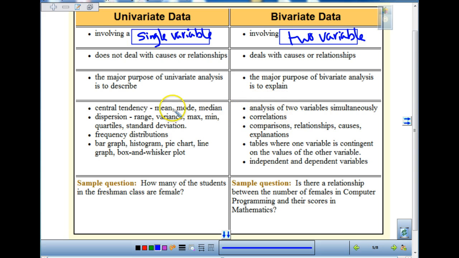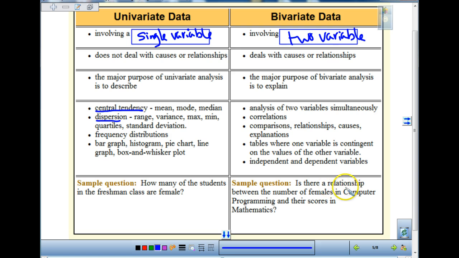No. When we are looking at univariate, this is what we put for our shoe size. We could find the mean, mode, median, the dispersion. So first there's central tendency. There's dispersion. What's the range? Variance, we didn't talk about. Maximum, minimum. Quartiles, that is going to come up some. Standard deviation. What's the frequency distribution? How could we display it in a bar graph, pie graph, all the different types, box and whisker? And the question might be, how many students in the freshman class? That would be univariate.